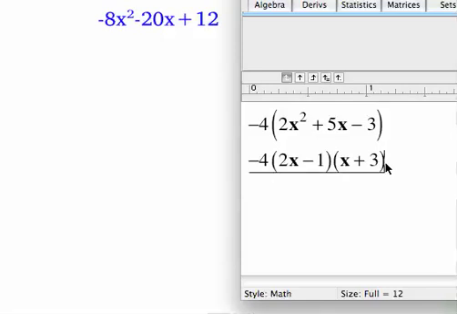Let's just do a very quick PSF version of this. So the P is going to be the product of the first and last terms. We've already factored out the common factor, so we're starting here, and I'm skipping over this step. So the product is going to be 2 times negative 3, which is negative 6x squared, and the sum is always the middle term. So the sum is going to be plus 5x.